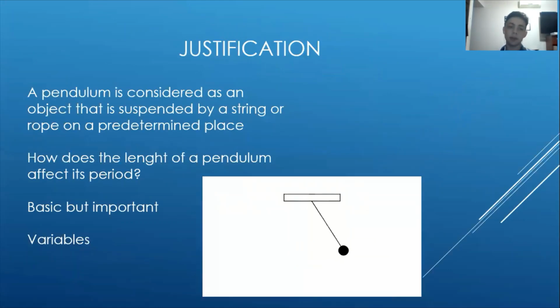So I'm going to start with what a pendulum is. A pendulum is considered an object that is suspended by a string or rope at a predetermined place. You can see it there in the GIF of the image, basically what it is.